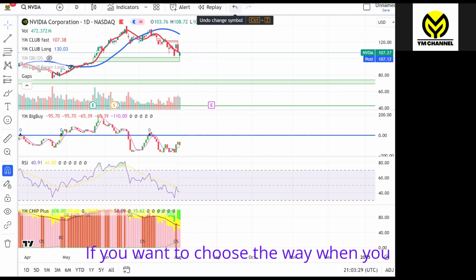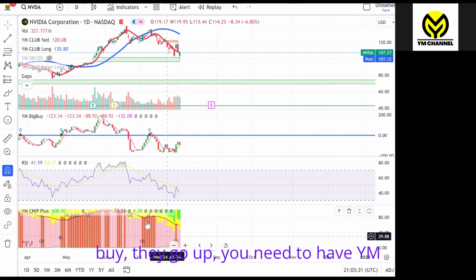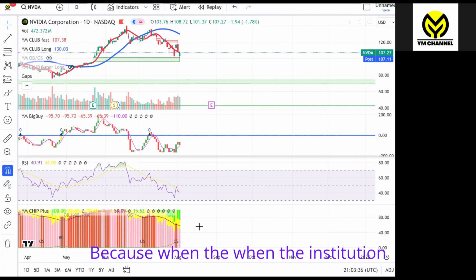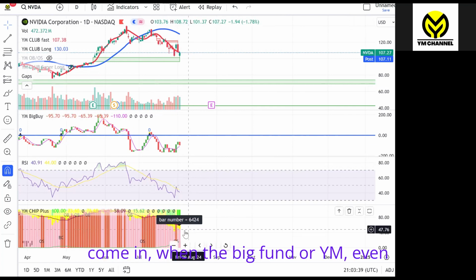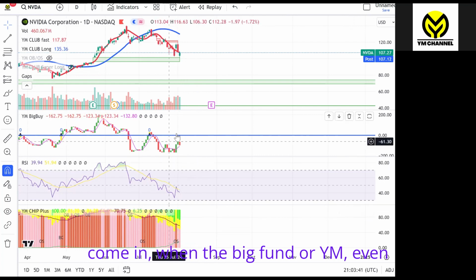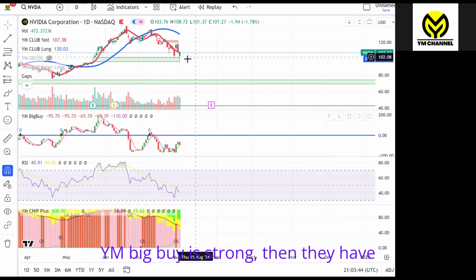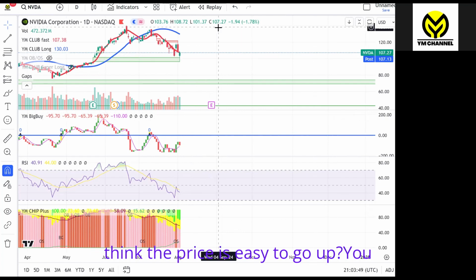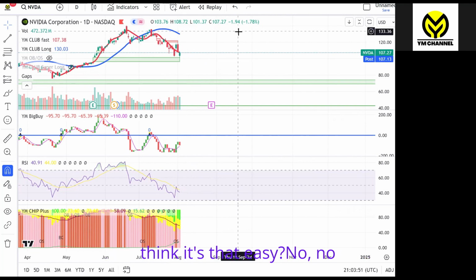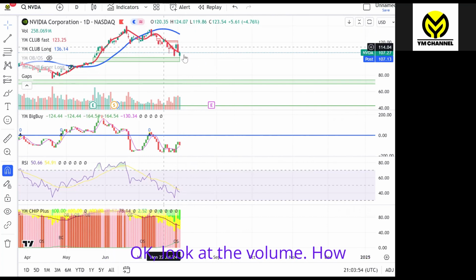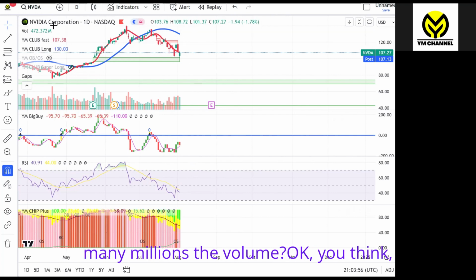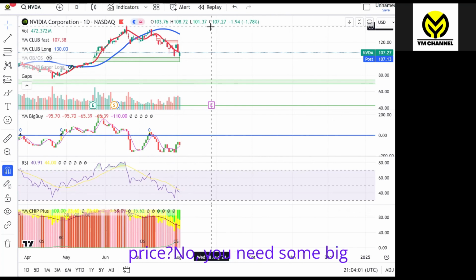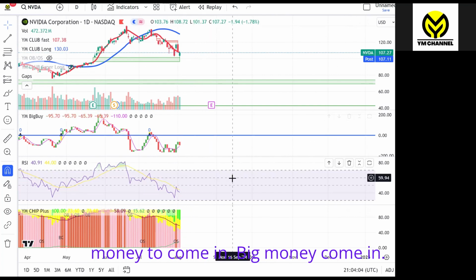Okay, if you want to choose the way where when you buy, they go up, you need to have YM chippers and the trend. Because when the institution comes in, when the big fund or even YM big buy is strong, then they have a way to pull the price up. You think the price is easy to go up? You think it's that easy? No, no. Look at the volume. How many millions? You think an individual can pull up the price? No, you need some big money to come in.